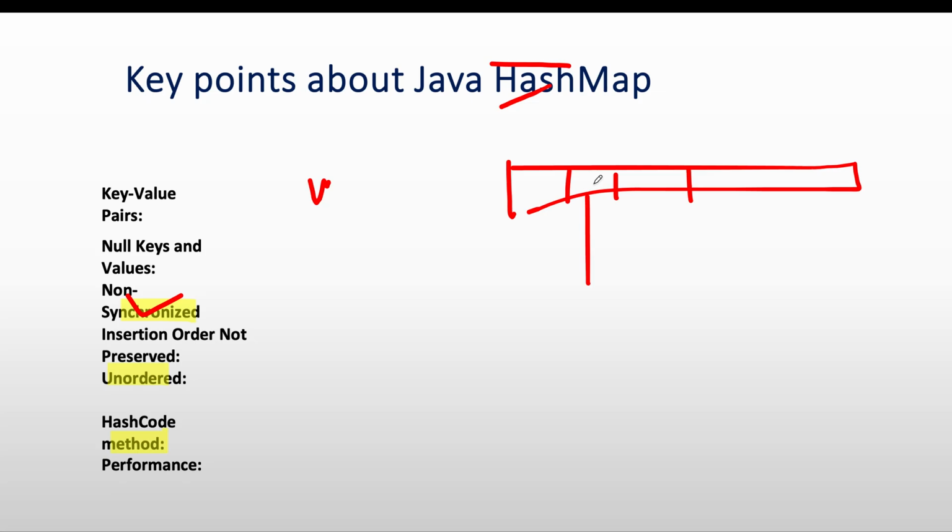Okay. Now coming to the performance. Performance-wise it is a little faster than the other implementation classes of the Map interface, like LinkedHashMap or TreeMap. Okay, and it is going to give constant performance for all the operations.